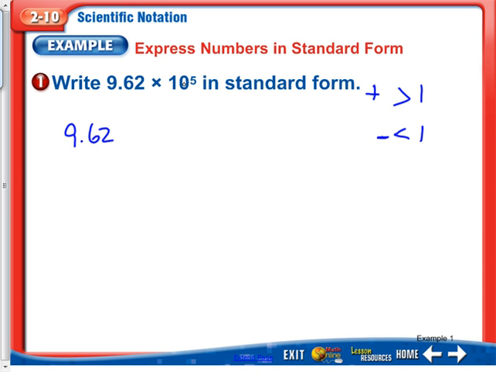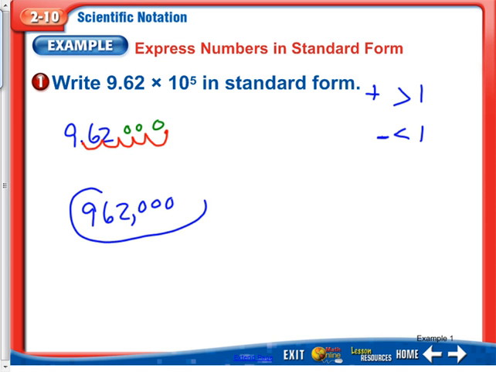So here we go, 9.62. Times 10 to the fifth means that we are going to move it 5 places to the right. So 1, 2, 3, 4, 5. We'll fill those in with zeros. So 1, 2, 3 zeros. And I'll rewrite my answer as 962, and 1, 2, 3 zeros. And so 962,000 is equivalent to 9.62 times 10 to the fifth. Notice what they did there is they put the decimal right here. When you write it in scientific notation, you can only have one number, like the 9, to the left of the decimal point.